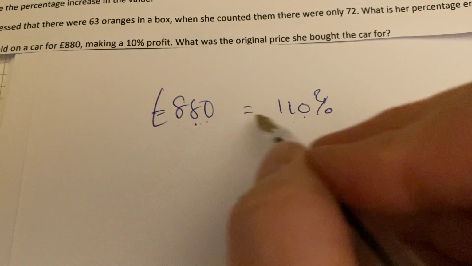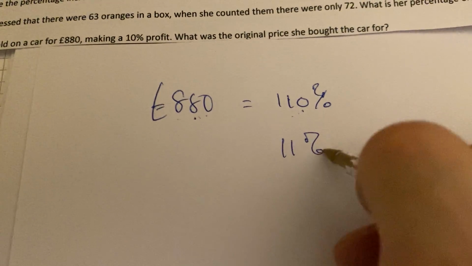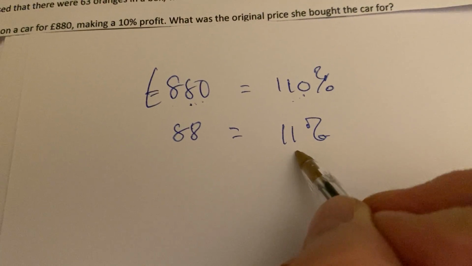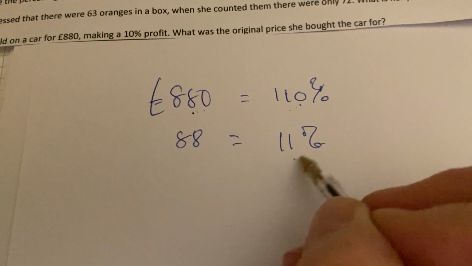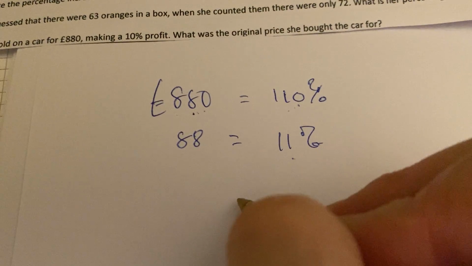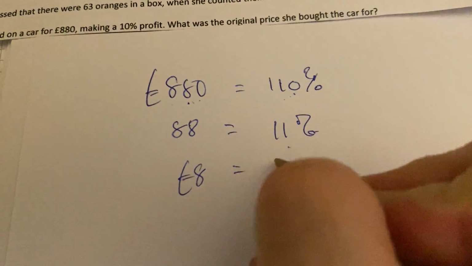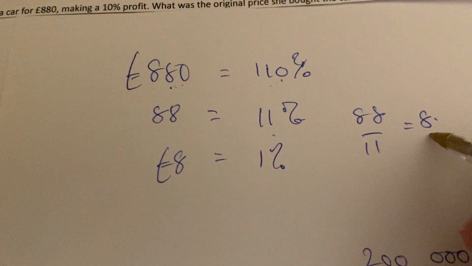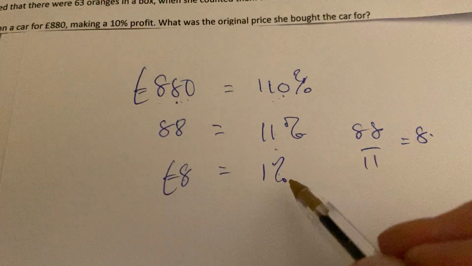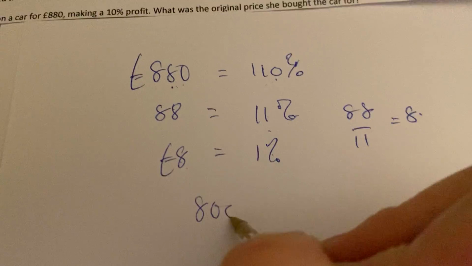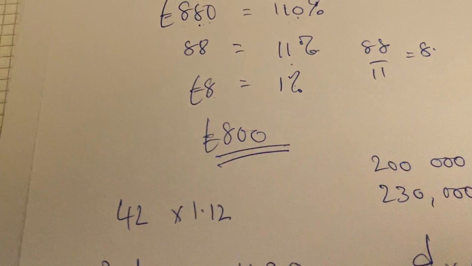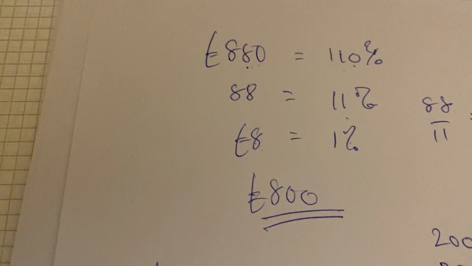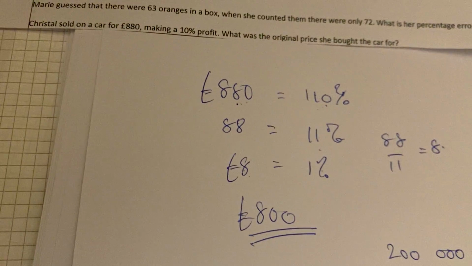So what I need to do is find out what 1% is. But I can see here, look guys, I can work out 11% is 88, yeah? So 11% is £88, and in my gut, I'm seeing that 1% is 8. So £8 is 1%, because 88 divided by 11 is 8. And therefore 1% is 8, so times it by 100, originally it was £800. So that's pretty good.